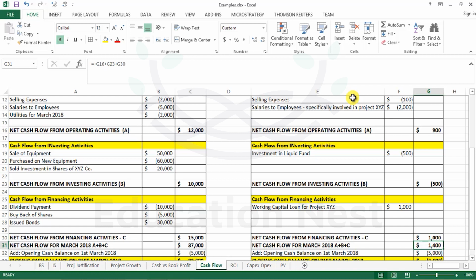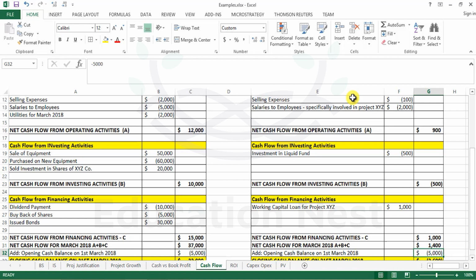Okay, so your net cash flow A plus B plus C is going to be $1,400. Negative 900 from the operating activities. Invested 500 out of that. That leaves you with a balance of 400. Additional $1,000 loan for the working capital of the project XYZ. That gives you a total of 1,400 net cash flow for the month of March.